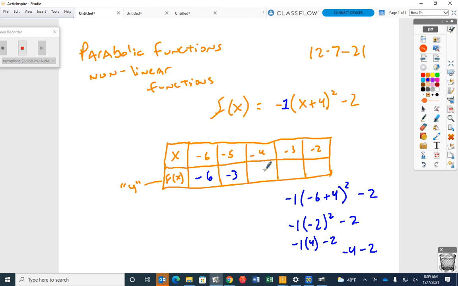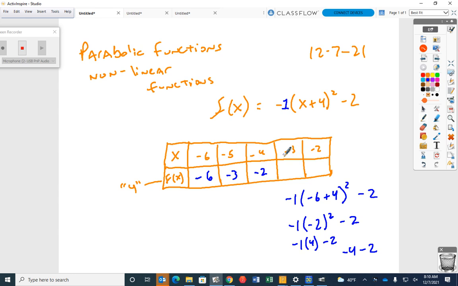So let's go ahead and plug in negative 4 here. If I have negative 4, what's negative 4 plus 4? 0. What's 0 squared? 0. Now what's negative 1 times 0? And what's 0 minus 2? Negative 2. Okay, so did it go up 3? What did it go up? It went up 1. So now I have a negative 3.